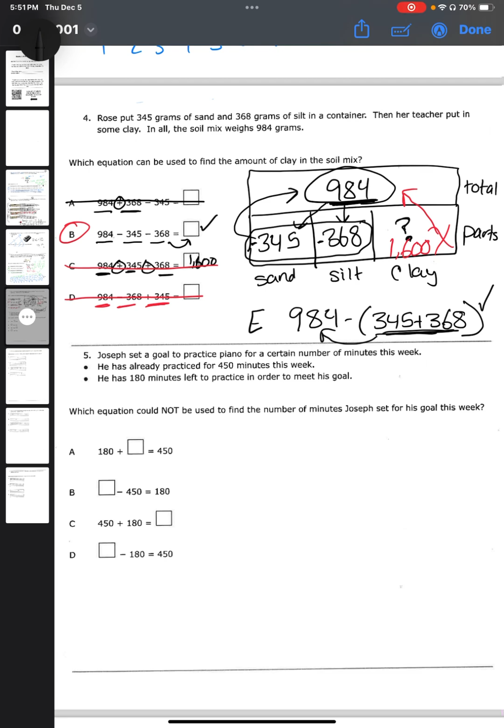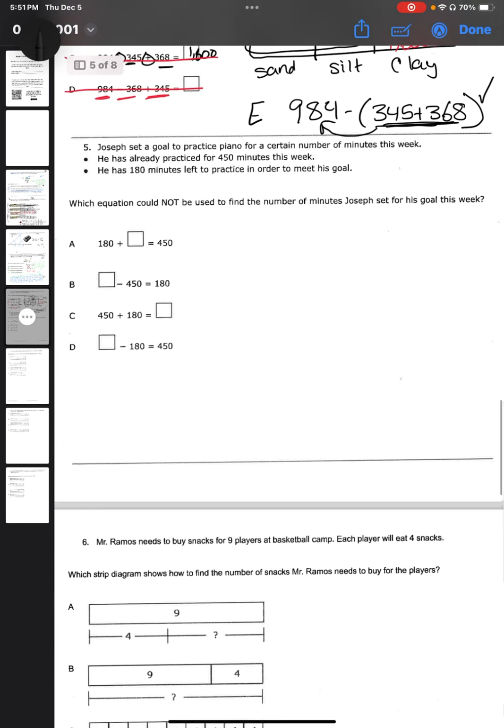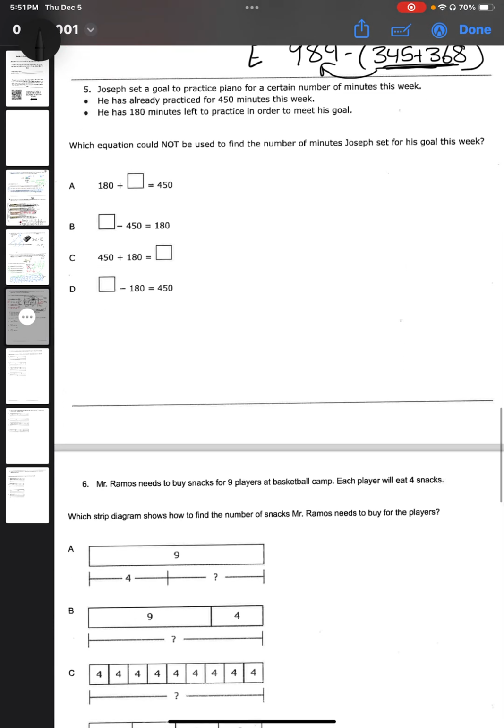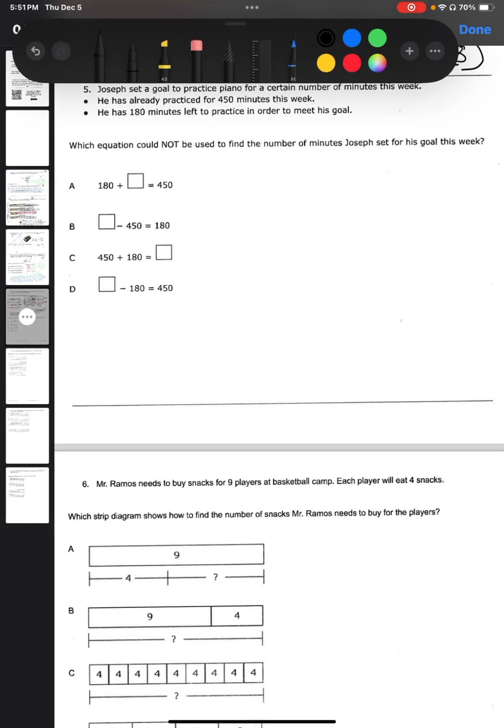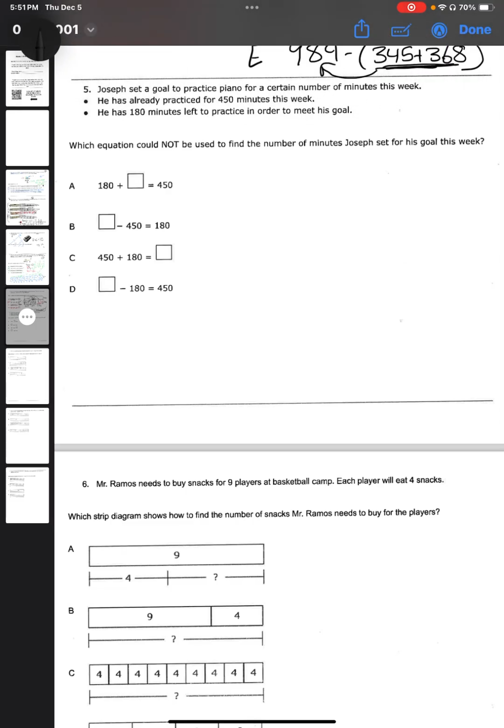Okay, let's look at 5. Joseph set a goal to practice piano for a certain number of minutes this week. He has already practiced for 450 minutes this week. He has 180 minutes left to practice in order to meet his goal. Let's go ahead and just set up really quickly a strip diagram for this, because that's going to help kind of get this information put down on paper for us.